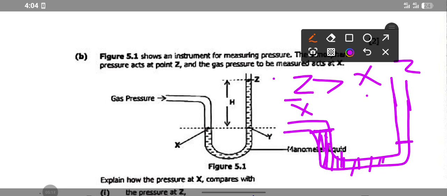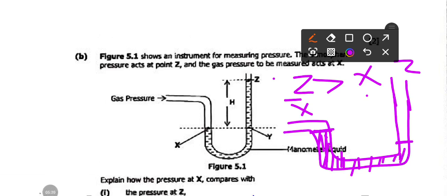Okay, so on the side for X, the manometric liquid would rise to a higher level as compared to the side of Z. So that's how the diagram would look if the pressure at Z is greater than the pressure at X.